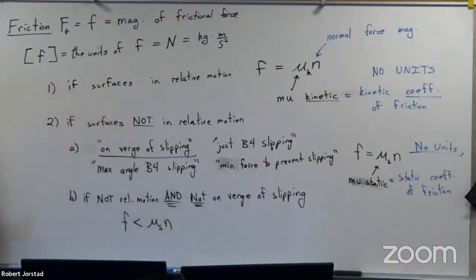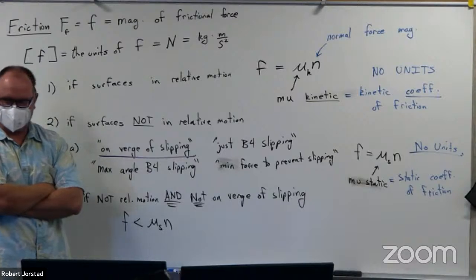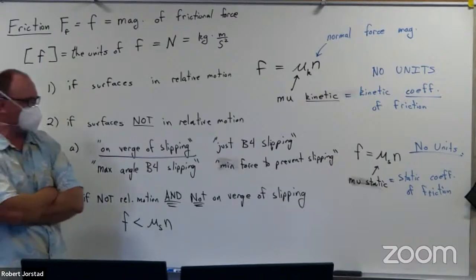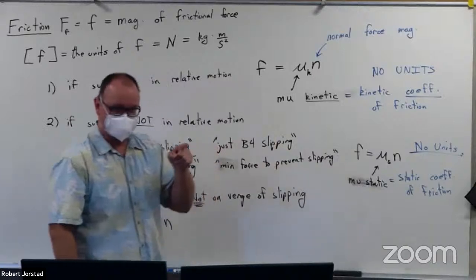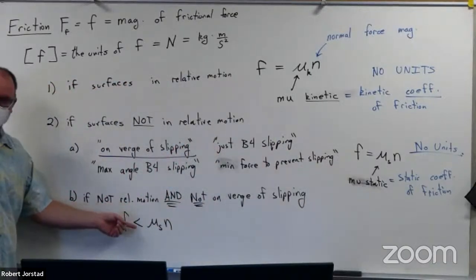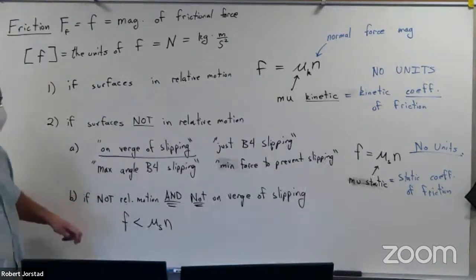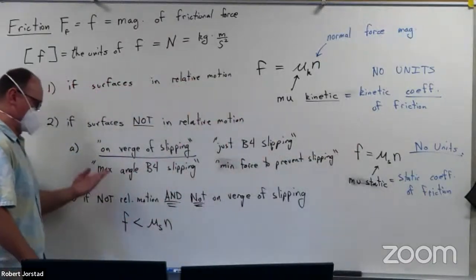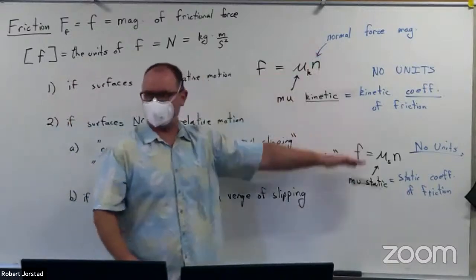And here is why friction is so diabolical. You've been working for years in math classes, and usually you use equalities, so you're usually pretty good at doing algebra when there's an equal sign. A less than symbol says we don't know exactly what it is from this equation, which basically means if it's not in relative motion, you can't use this equation. Let me be clear. If it's not in relative motion and not on the verge of slipping, we can't use either of these two equations.